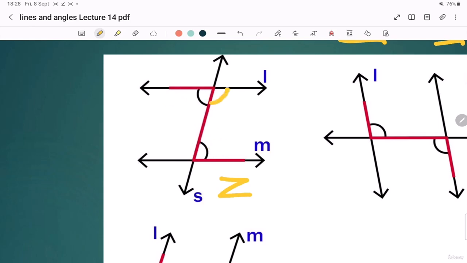Now let's say we have this angle and this angle. This angle is like this and this angle is like this. Now join them, again you will get the letter Z. Therefore these are alternate interior angles.